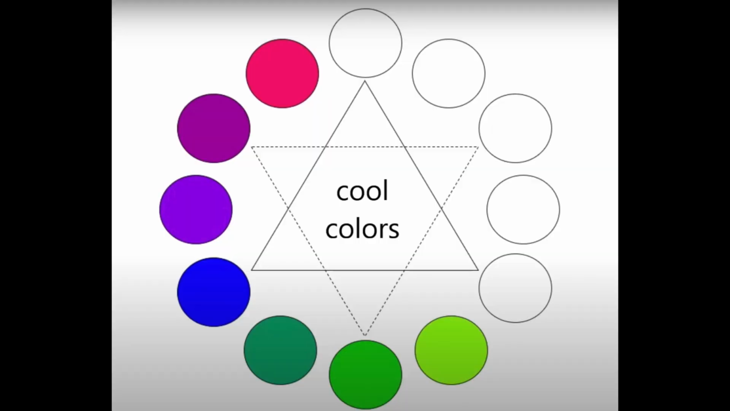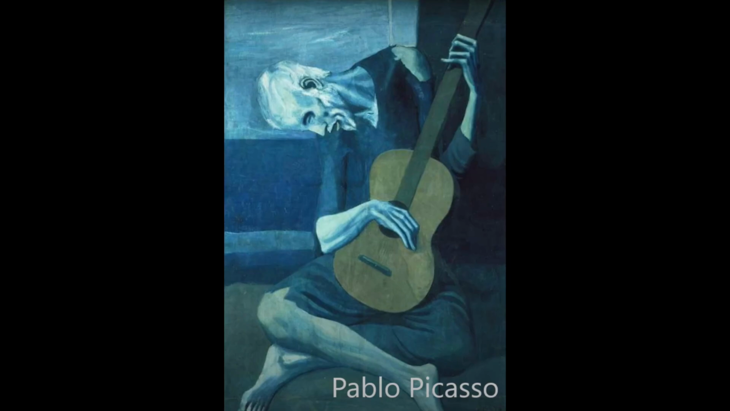The second half of the color wheel includes cool colors, which are also 7 colors. They are yellow-green, green, blue-green, blue, blue-violet, violet, and red-violet. Using a cool color scheme will create a cool and reserved composition.